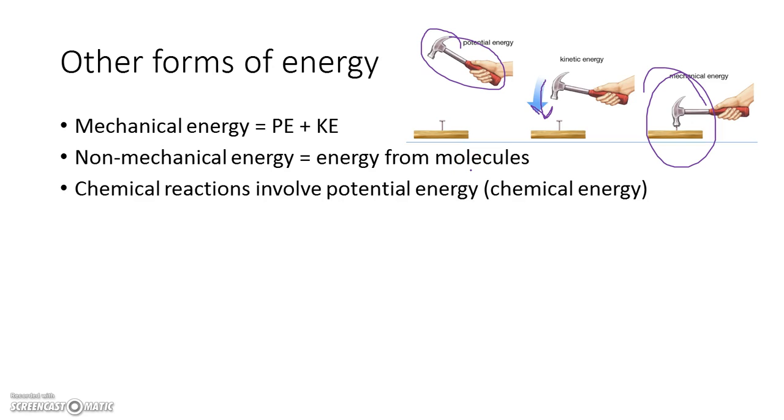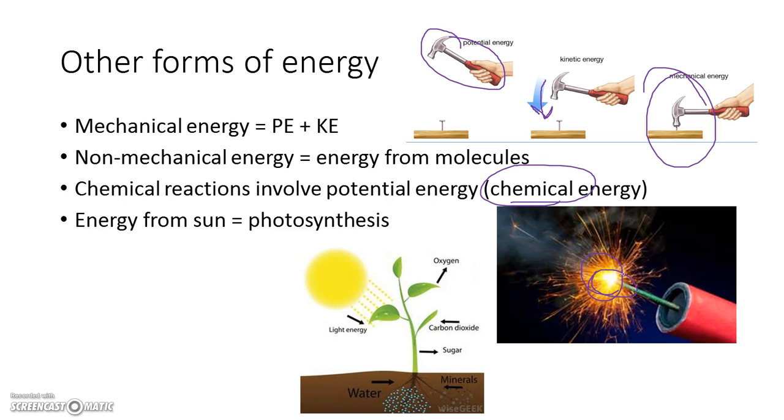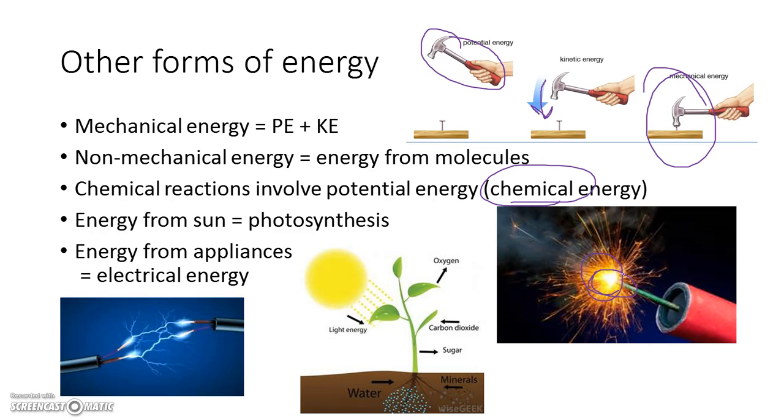All right, if a chemical reaction occurs, such as this piece of dynamite blowing up, that's involving potential energy, and we say that it is chemical energy because there's energy happening on the chemical level. All right, and then energy from the sun, another form of chemical energy. You could also say it's thermal energy because it's heat that you get from it as well. Light energy because you get the light from the sun, and you get photosynthesis. And energy from appliances, the things that you have in your house, we call that electrical energy.